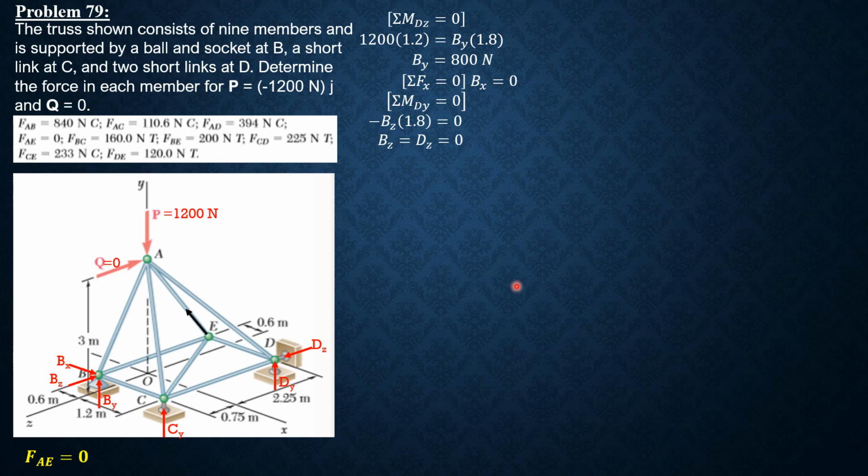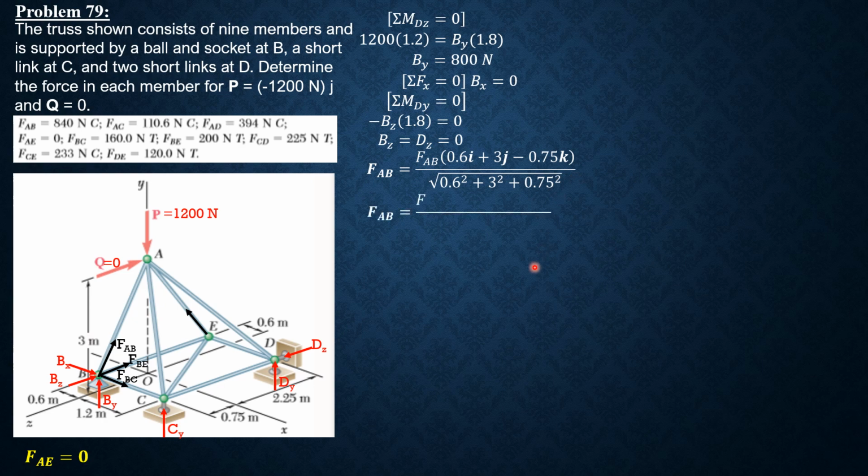At joint B, let's put the forces. So we have FAB, FBE, and FBC. Only FAB is inclined. Let's write the vector form of FAB to determine its components. So magnitude of FAB, it is directed rightward 0.6i, upward 3j, then backward 0.75, so minus 0.75k, over the square root of 0.6 squared plus 3 squared plus 0.75 squared. Simplifying, FAB is magnitude of FAB times (4i plus 20j minus 5k) over 21.